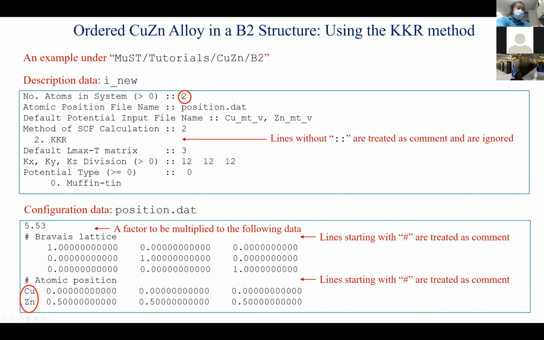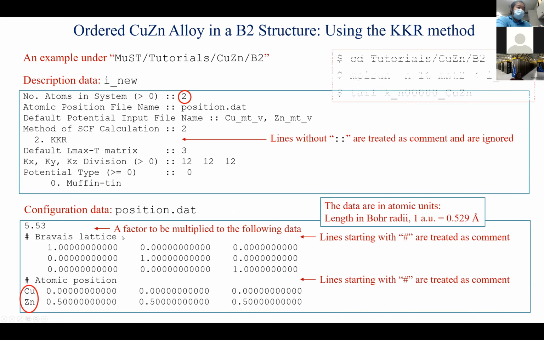So 2 atoms here correspond to these 2 atoms here. Again, we use atomic units for the lattice constant. And here you run the calculation in the exact same way. Same executable. I use 16 cores, and then you check the result by doing this.